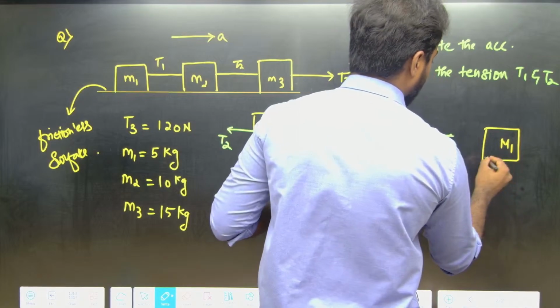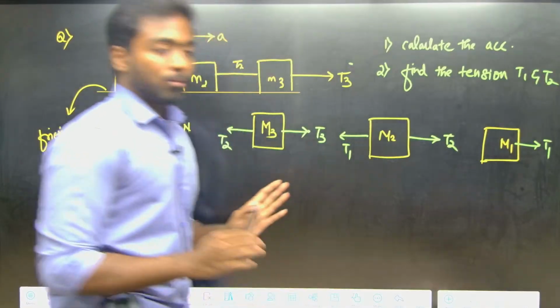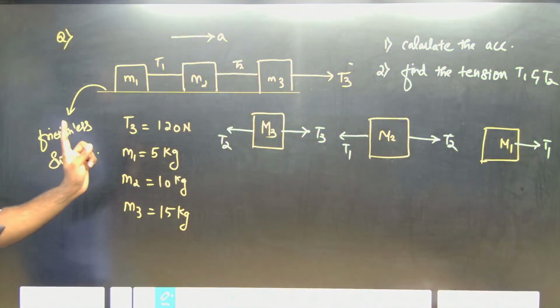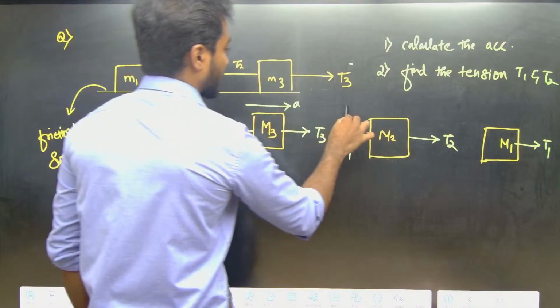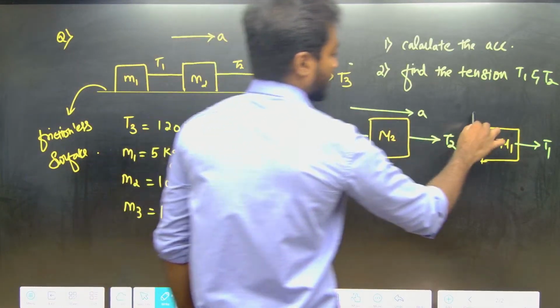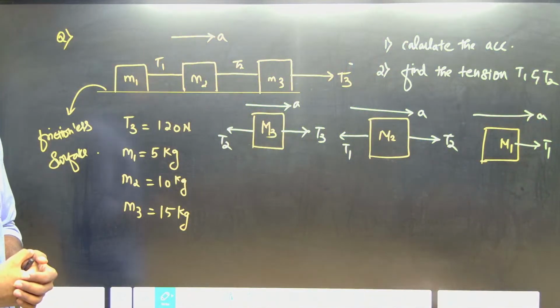So for M1, only one tension is acting, T1. So we have drawn the free body diagram. Try to mention the acceleration direction. This is my acceleration direction, this is my acceleration direction, this is my acceleration direction. Okay, second step also completed.